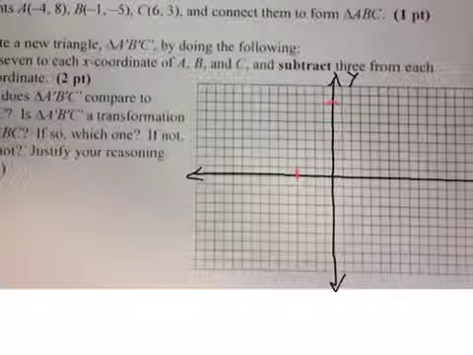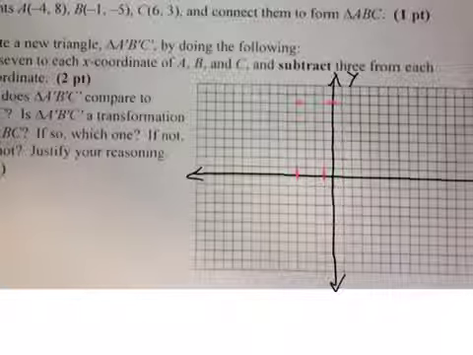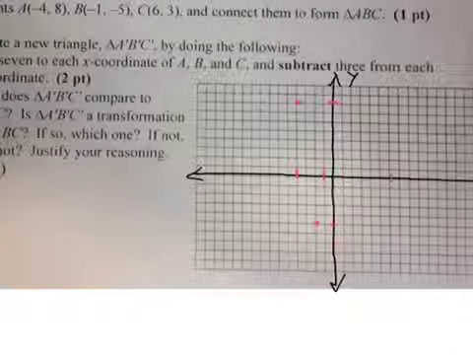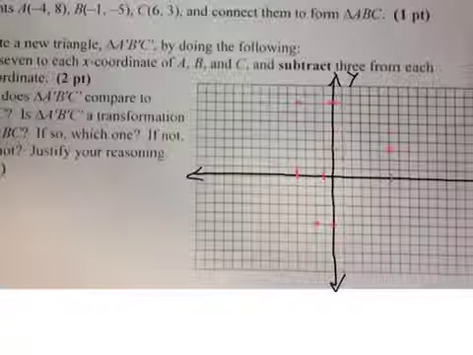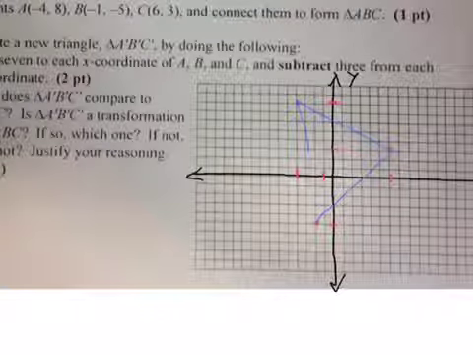Okay, so right there is point A, and now B is -1, -5. 1, 2, 3, 4, 5, and C is 6, 3. 1, 2, 3, 4, 5, 6, and 3. 1, 2, 3. Alright, so now all we have to do is connect these here, connect them here, and connect it here. Sorry, it's not straight, but you get the point, it's a triangle.